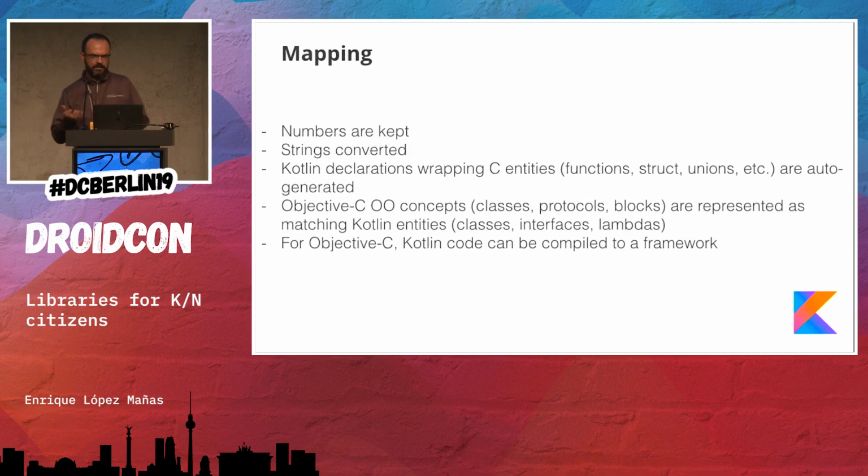How is the mapping done? It's probably easy to guess. Numbers are kept in their particular format, so what is a float is a float, what is a double is a double. The strings are converted into the target technology. The Kotlin declarations wrapped in CNTTs are generated automatically, and there is generally an equivalent object in the object-oriented paradigm. So classes will be classes between Objective-C and Kotlin. Blocks are lambdas, they're transformed, and it can be compiled into a framework that will be used in our mobile app.